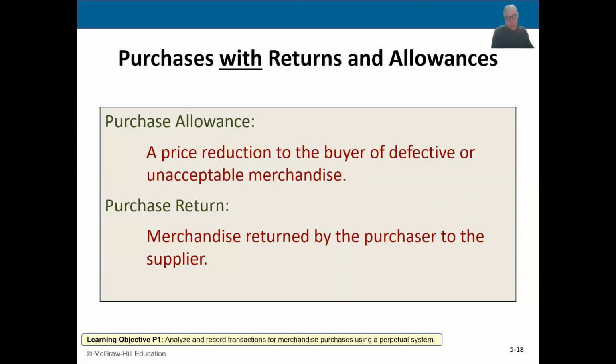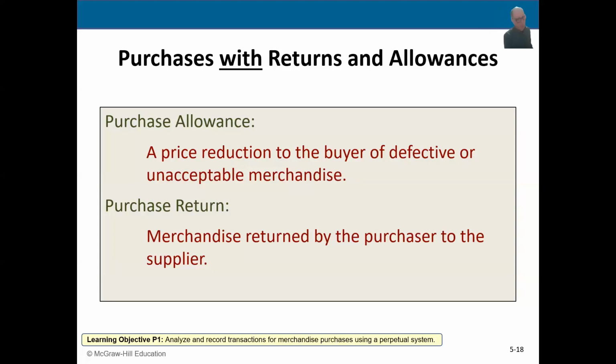Oh, we can't accept this. Or we accept it and we ask for a discount. Those are two possibilities. We call these purchase allowances and returns. A purchase allowance is when the seller grants a price reduction to the buyer for defective or unacceptable merchandise. In other words, my distributor would come to Macy's and say, hey, sorry we messed up that batch. Instead of selling it to you for $5 per designer t-shirt, we'll sell it to you for $3.